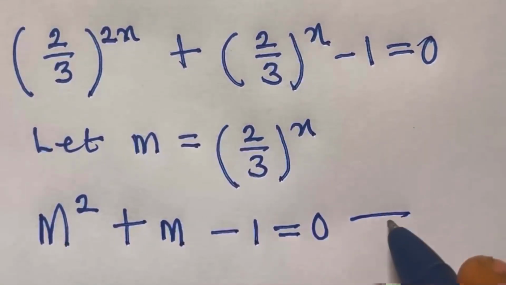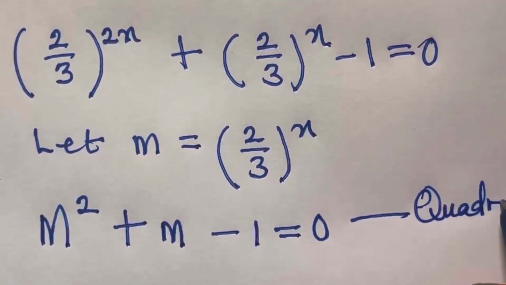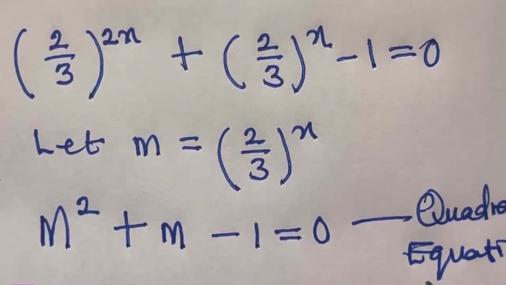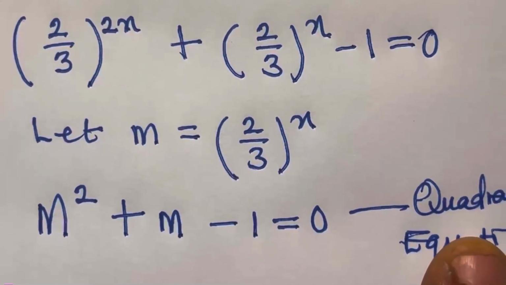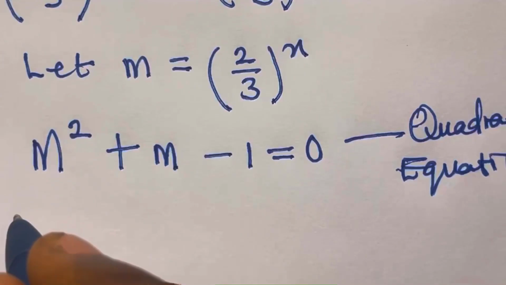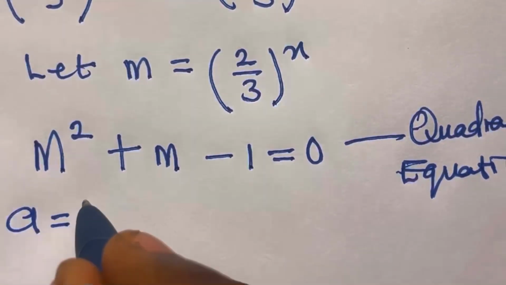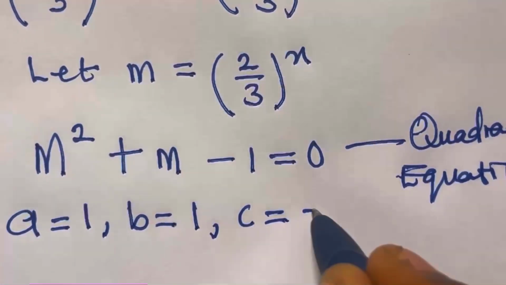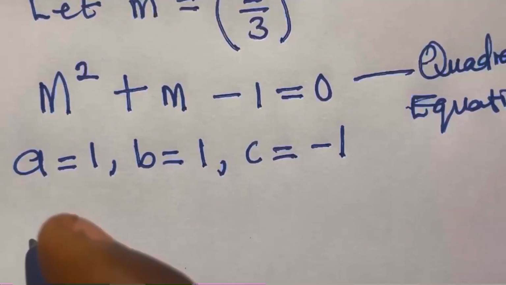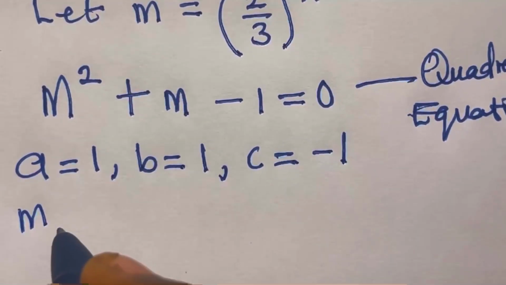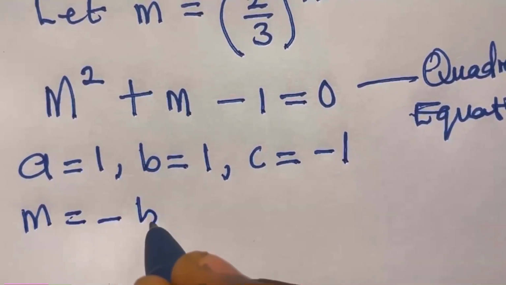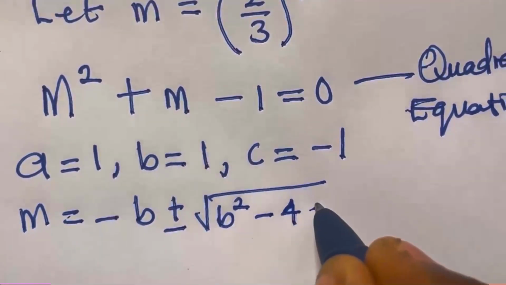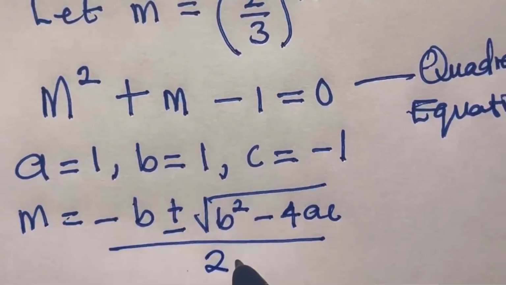So you observe that this is a quadratic equation, and to find our m, we need to solve this quadratically. So let's say we want to solve it using the quadratic formula. From here we have a, our coefficient of m squared, which is 1, b, our coefficient of m, is 1, and c, our constant, is equal to minus 1. So using the quadratic formula, which says m equals minus b plus or minus square root of b squared minus 4ac, divided by 2a.